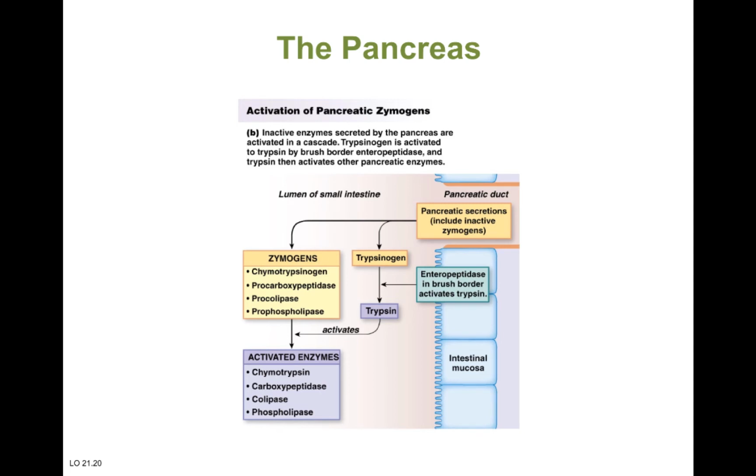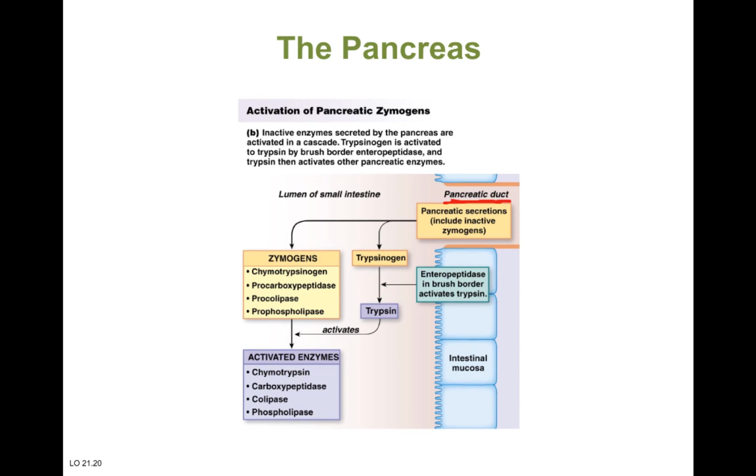A little bit more on zymogens that I mentioned earlier. So what we've got here is that pancreatic duct that I just went over, and those secretions, those inactive zymogens. All I really want you guys to know is that the reason they're inactive is because we wouldn't want them being active while they're in the pancreas, or in the pancreatic duct, because that would defeat the purpose of having them.